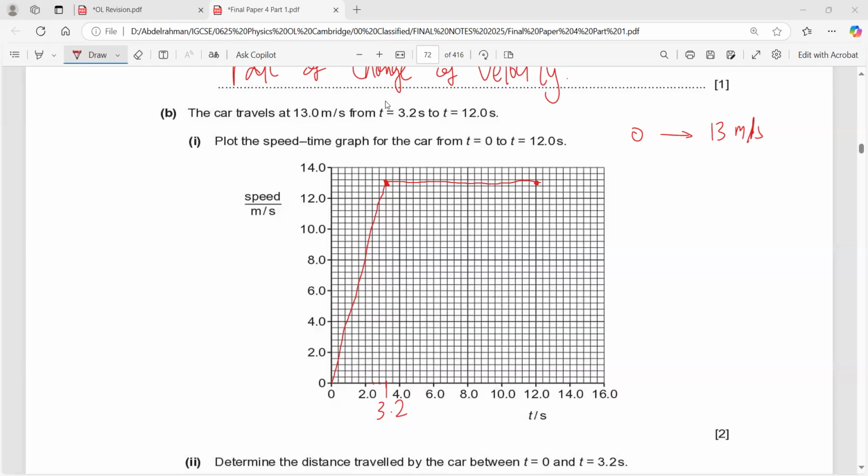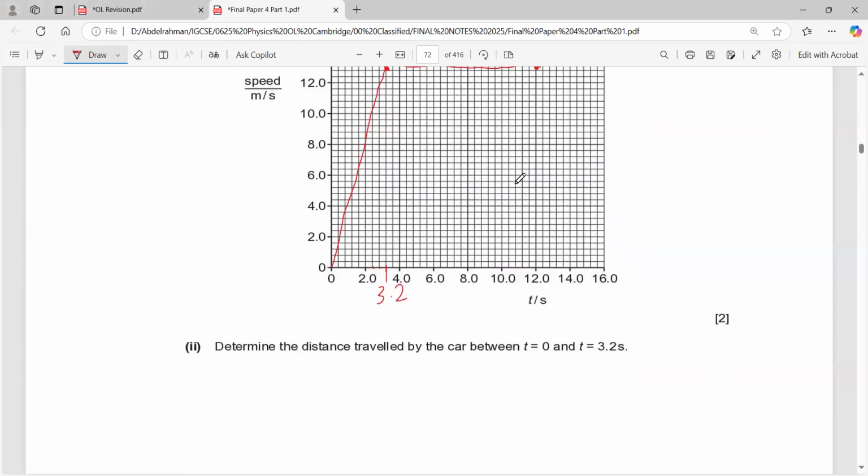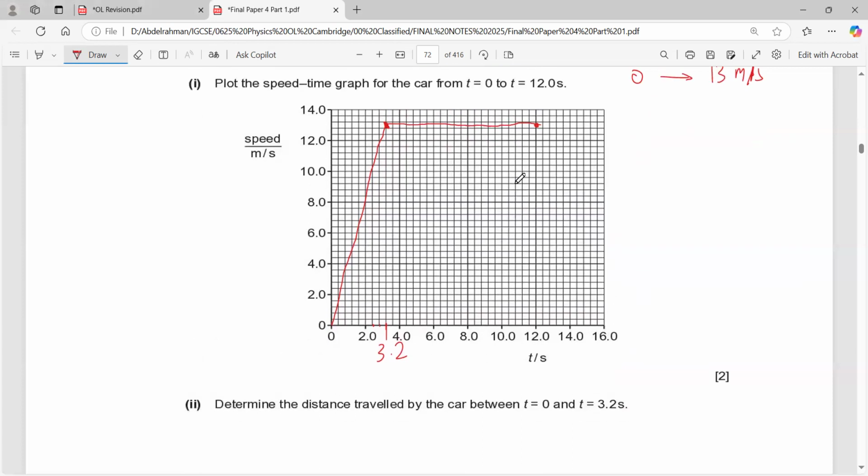Okay. Good. Next, I guess it's easy. Determine the distance traveled by the car between 0 and 3.2. He needs the first 3.2 seconds, until this point. Till this point we need to find the area.